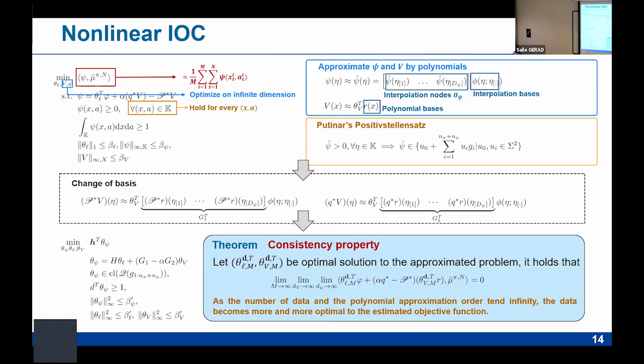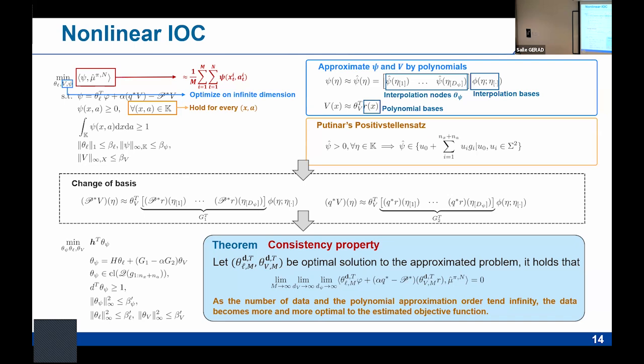One is that, as m goes to infinity, the number of samples goes to infinity, what can I say? And as the order of polynomials goes to infinity, what can I say? So hopefully we can say the limit like this, right? Then let this be the optimal solution to the approximate problem. It holds that if you bring these limits to infinity, this will be 0. Namely, the optimality conditions of the original problem are satisfied asymptotically. So this is the idea.